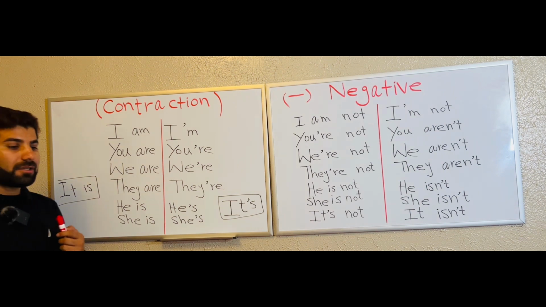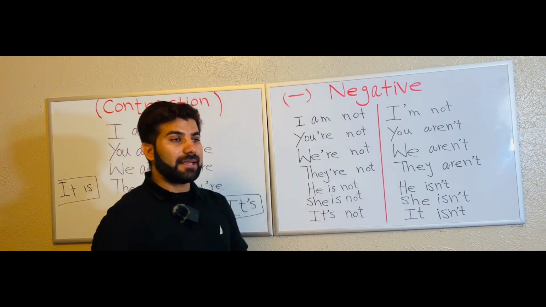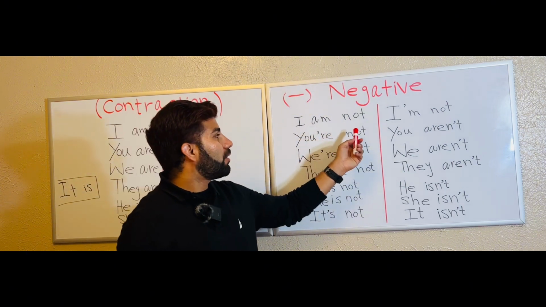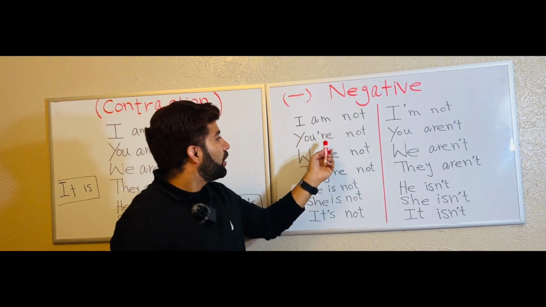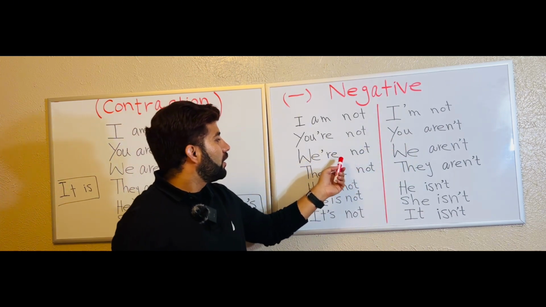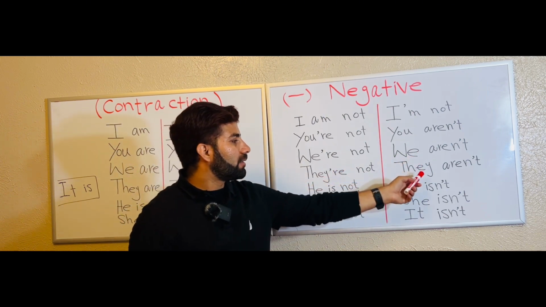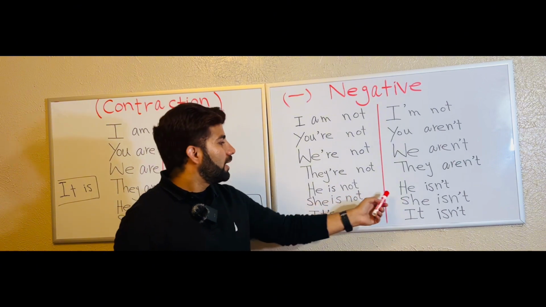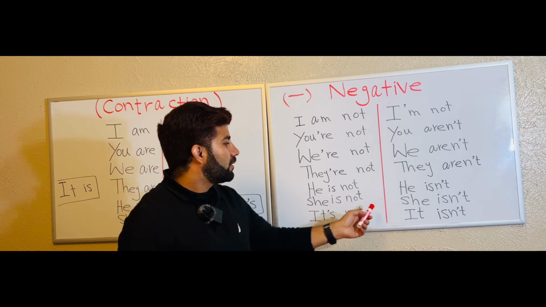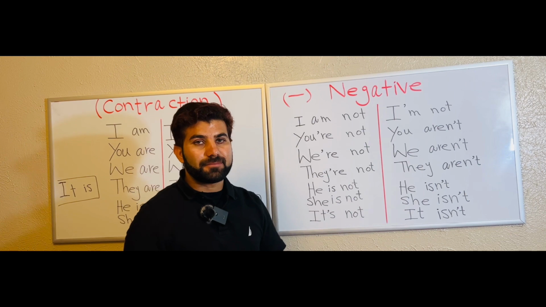If you convert this positive into a negative, and you're using a negative contraction, then you will say I am not or I'm not. You're not or you aren't. We are not or we're not. We aren't. They're not. They aren't. He's not. He isn't. She's not. She isn't. It's not. It isn't.